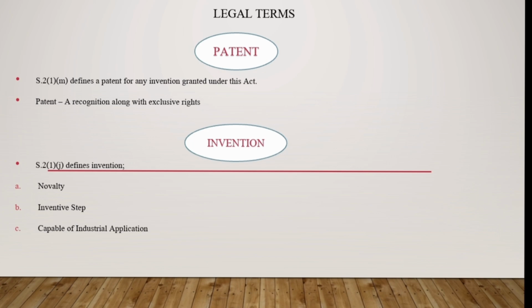Invention is also defined under Section 2(1)(j) of the Patents Act 1970 itself. When a product or a process of product involves novelty, inventive step and is capable of industrial application, such product or process of product is known as invention. So these are the two important legal terms for today. Please use those words in your day-to-day life also.